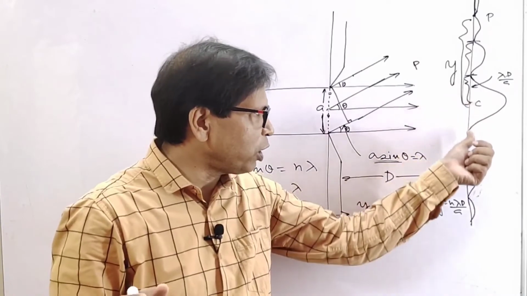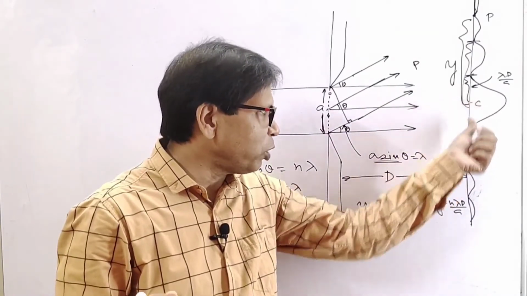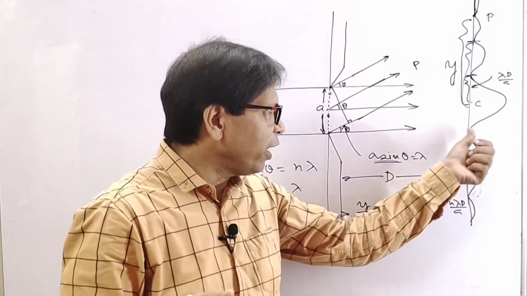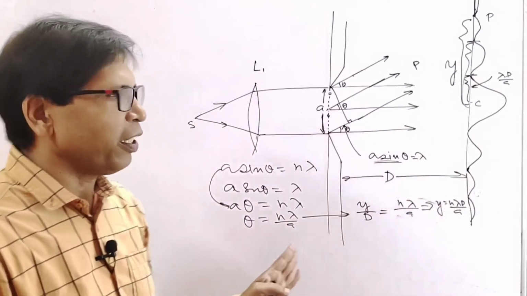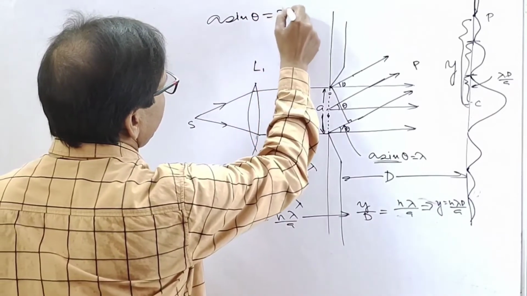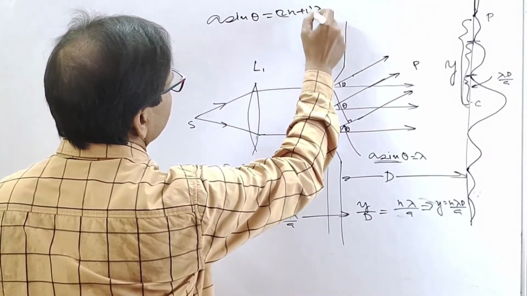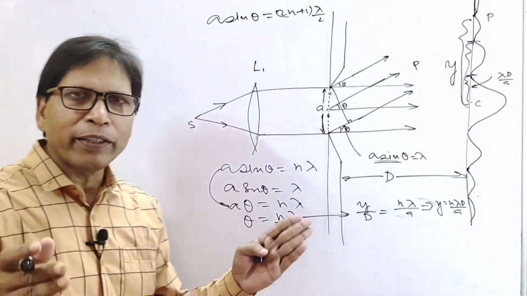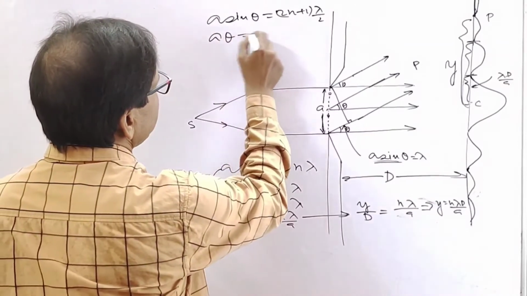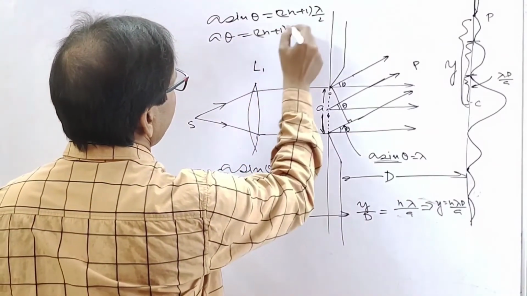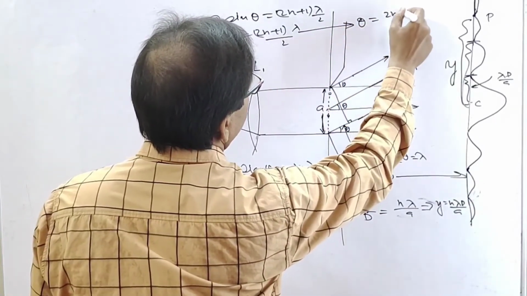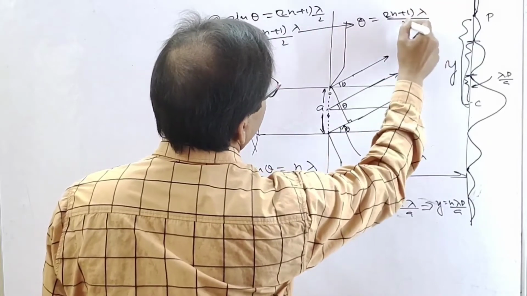In the same way, from this to this is lambda D by a, and from this to this is 2 lambda D by a. So the distance between two consecutive dark fringes is lambda D by a. Now look at this: if a sin theta equals (2n plus 1) into lambda by 2, then secondary maximum occurs. So theta equals (2n plus 1) into lambda by 2a.